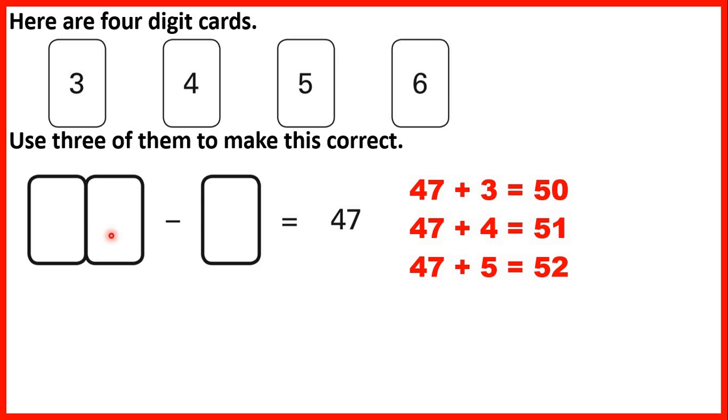So let's try our other digit card and imagine if we have the 6 here. So we have something minus 6 is 47, so we could work out this number here with 47 plus 6. That's 53, and we can make 53 because we have a 5 and a 3. So we can have 53 minus 6 because that gives an answer of 47.